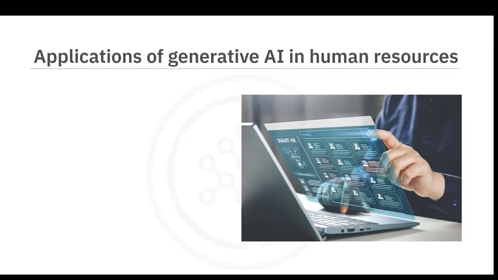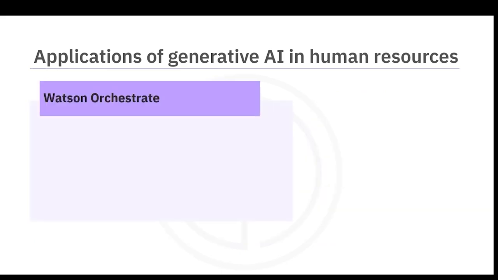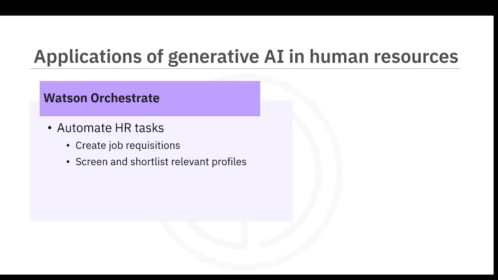Let's look at how generative AI can empower human resources, or HR, to automate repetitive tasks, provide valuable insights, and streamline HR processes. Watson X Orchestrate, for example, helps automate HR tasks such as creating job requisitions, screening and shortlisting relevant profiles, scheduling interviews, candidate onboarding, and more.